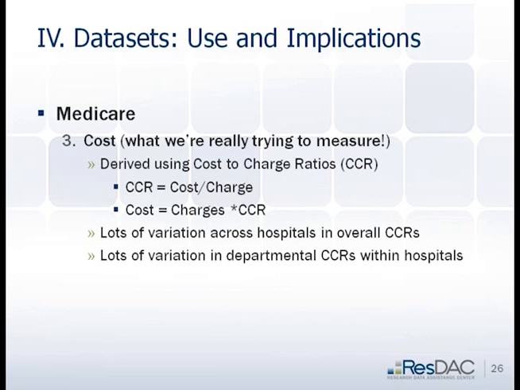Thank you, Barb. So again, costs are what we're really trying to measure, and we derive it using these cost to charge ratios, or the CCR. And here's a little bit of math for you. CCR is the cost divided by the charge. So if you want to get after cost, you take charges times this CCR. Again, there's lots of variation across the hospitals in overall cost to charge ratios, and lots of variation across the departments within these hospitals in terms of the CCRs.